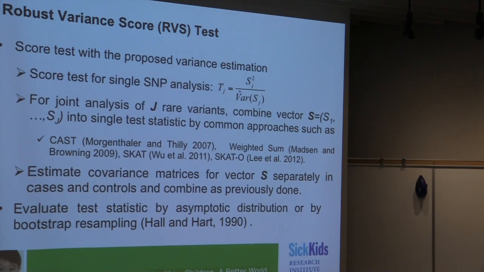In order to do the rare variant analysis, we use some of these combining test statistics, this CAST, and we estimate the covariance matrix for the vector of those variants separately in cases and controls. And then we evaluate the test statistic by an asymptotic distribution or by bootstrap resampling. For common variants, we can just use the asymptotic test statistic. I told you that the score test statistic is chi-squared 1. That's the asymptotic distribution, so we can just use that, a very simple application, and we can compute quickly. Whereas if we have to do bootstrap resampling, and we definitely have to do the bootstrap resampling for rare variants, that is computationally quite expensive, as I'm going to show you.